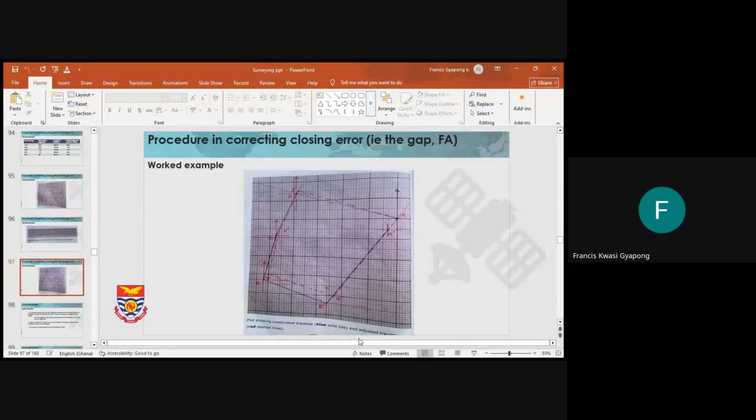A was not corrected because that was the starting point, so there was no error there. You cannot be in error when you haven't done anything. At A, we had not plotted anything, so there was no error there. Okay, the error started when we plotted B.